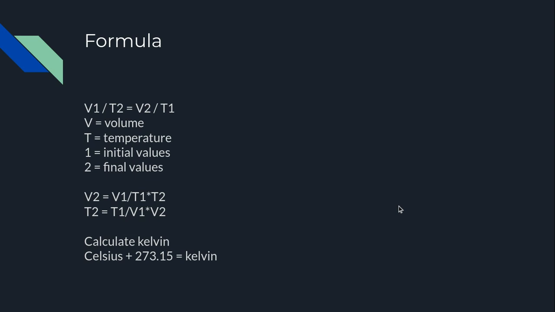And in Charles' gas law, it is very important to use Kelvins, not Celsius or Fahrenheit, because Kelvin goes to absolute zero, so it starts at 0, whereas Celsius does not. And to convert from Celsius to Kelvins, you just need to add 273.15 to the given temperature.